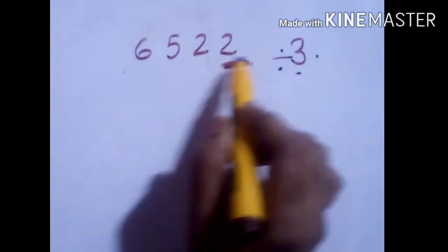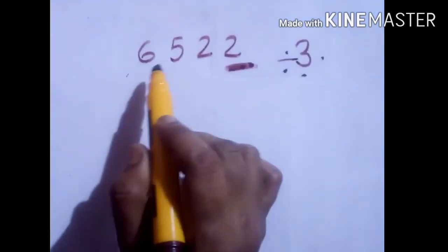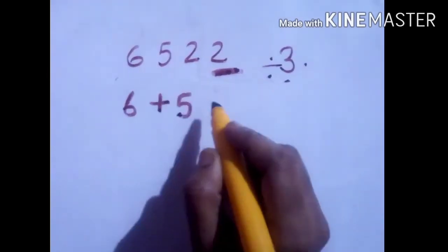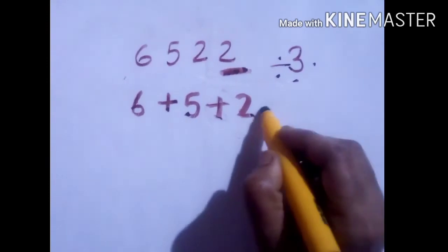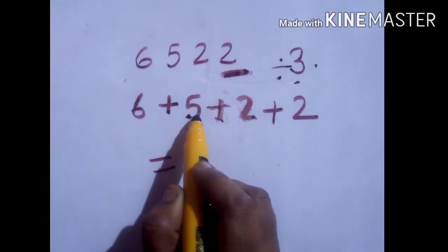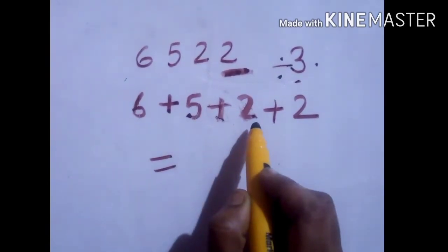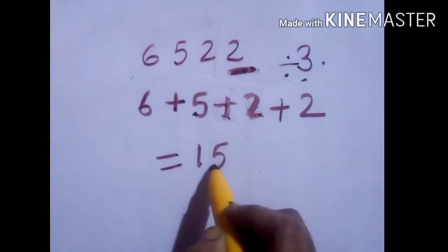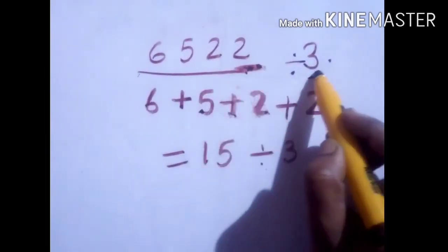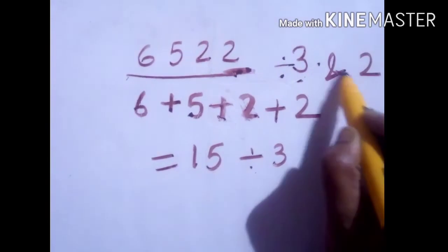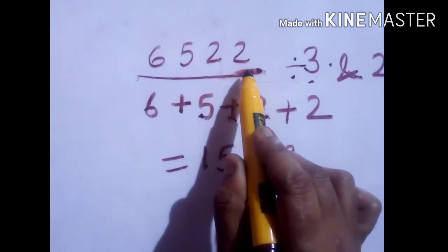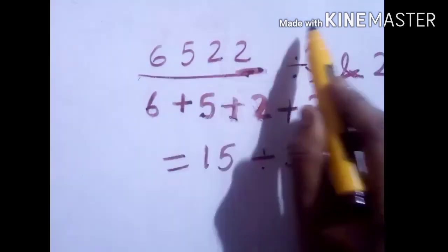So what is the sum of these digits? 6 plus 5 plus 2 plus 2. 6 plus 5 is 11. 11 plus 2 is 13. 13 plus 2 is 15, which is divisible by 3. So this whole number is divisible by 3 and 2. So what about 6? The whole number will be divisible by 6 also.